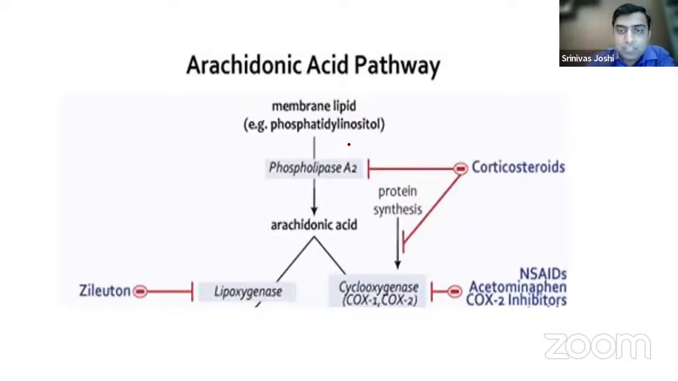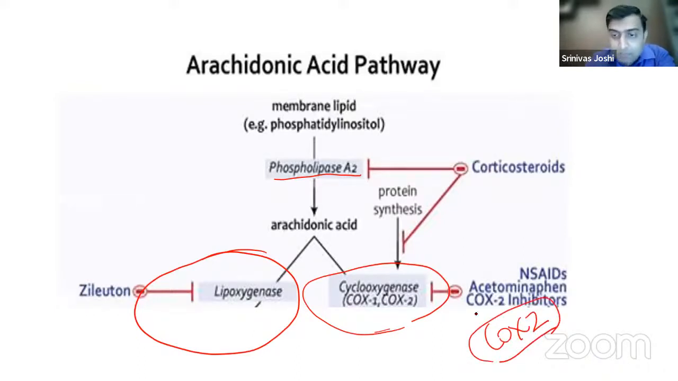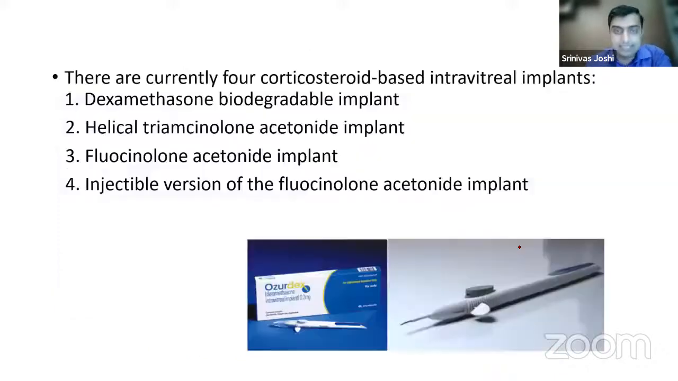We all know that corticosteroid basically inhibits phospholipase A2, which gives up arachidonic acid. This goes into the leukotriene cycle, and this goes into the cyclooxygenase cycle. What is most important for us is COX-2, which is abundantly found in the RPE. So we need to inhibit mainly COX-2, which is done by the NSAIDs.